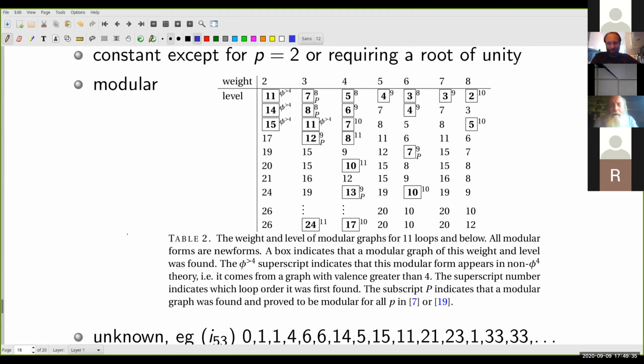So here's a table of some of the ones that show up. Now, what the heck is this table showing? It's showing weight and level. Now notice a few of these have been proved, but this is mostly empirical. So a few proven, most are empirical observations.